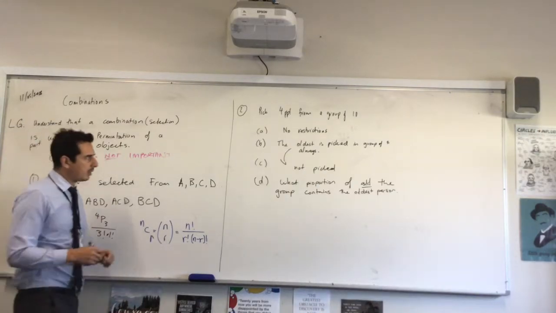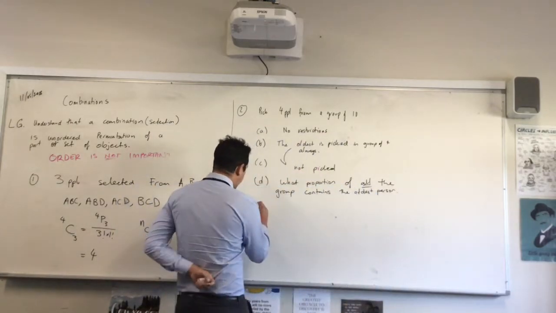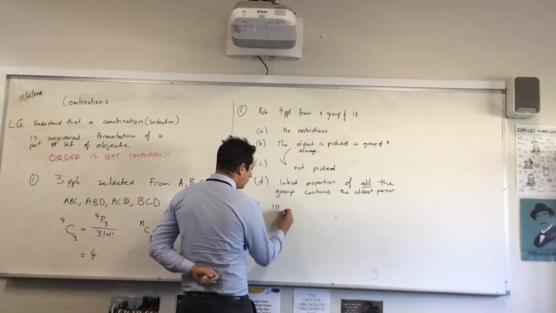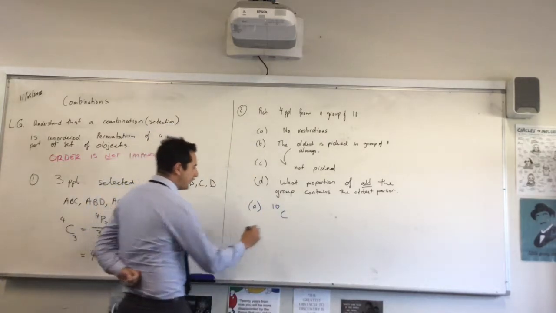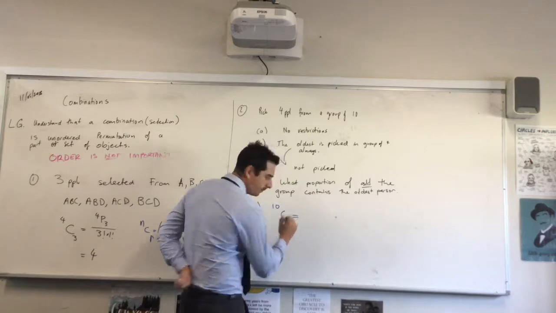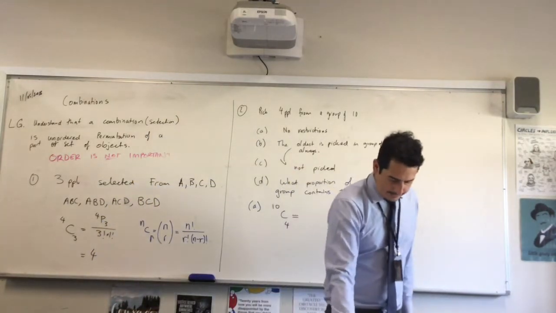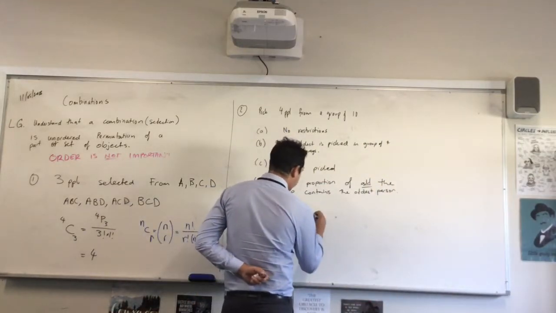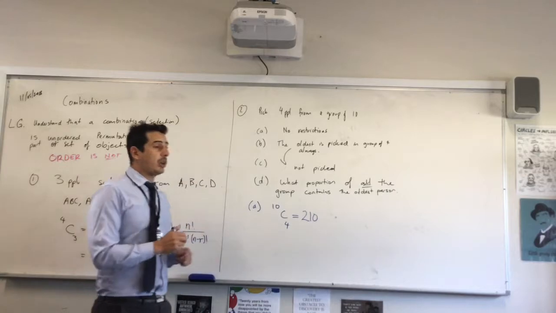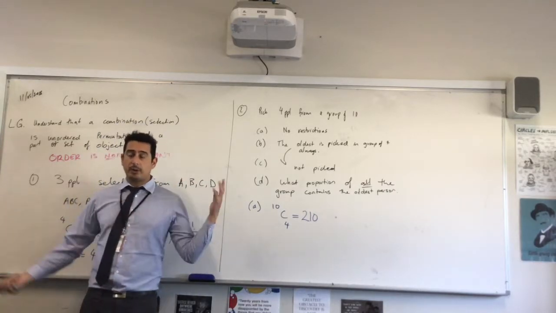For part A, we're going to go 10 choose 4, and that should just give us the answer. Can someone do it? 210. So that's actually quite a lot, isn't it? Out of 10 people, there's 210 different combinations.